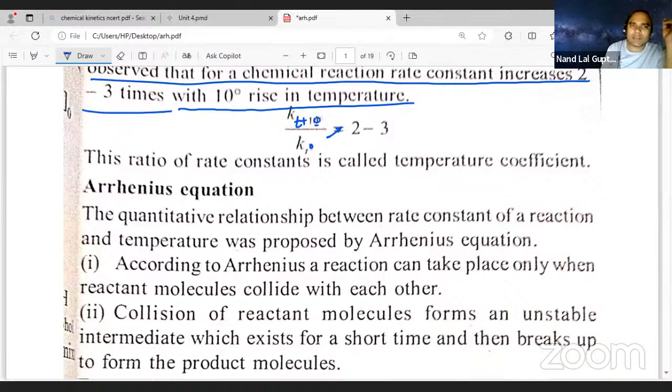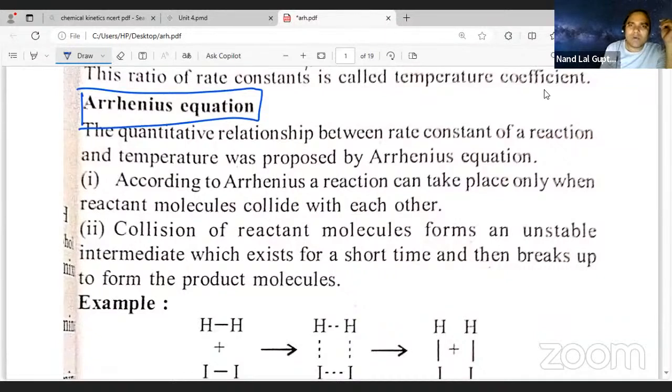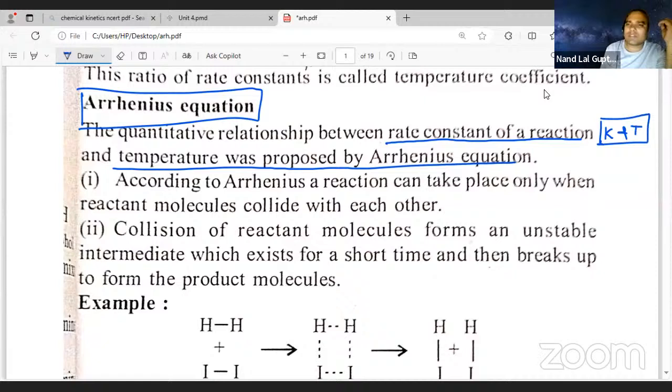Now they are saying Arrhenius equation. What is the Arrhenius equation? It gives the relationship between the rate constant of the reaction and the temperature, and was proposed by Arrhenius. Whatever equation gives the relationship between these two, rate constant and temperature, that is called the Arrhenius equation.